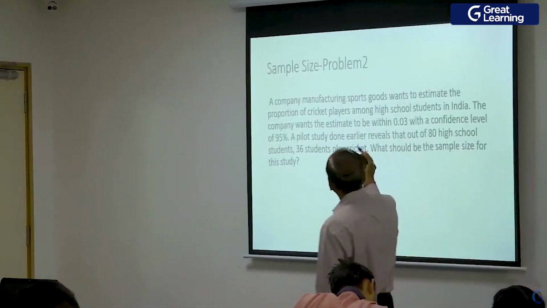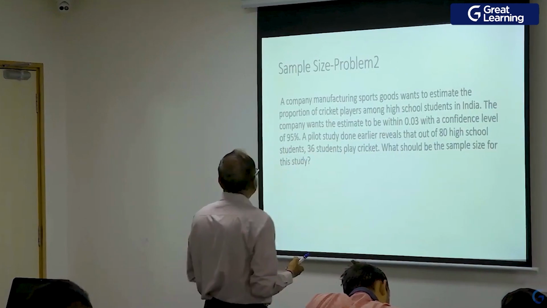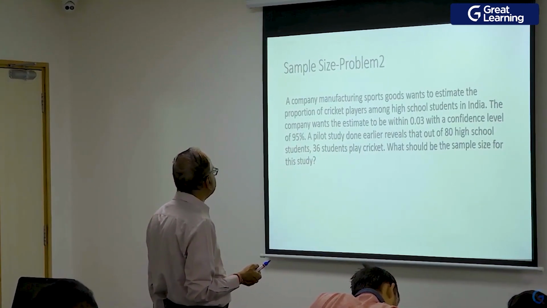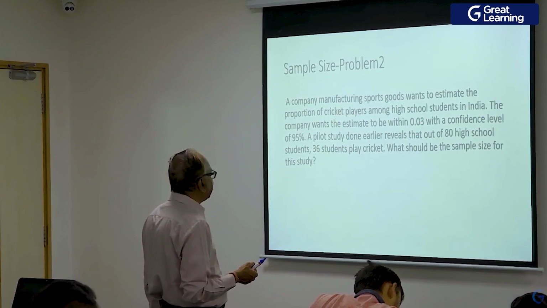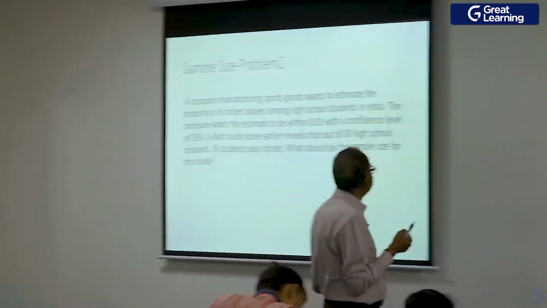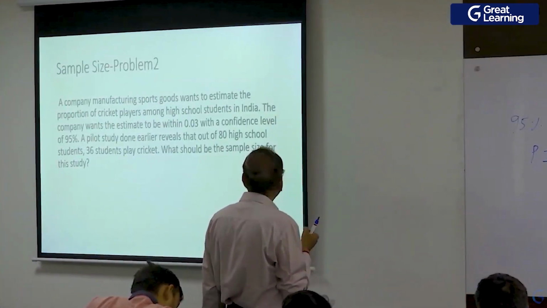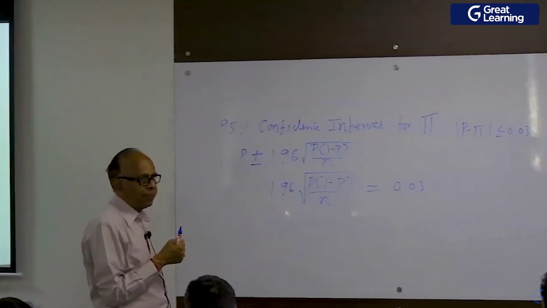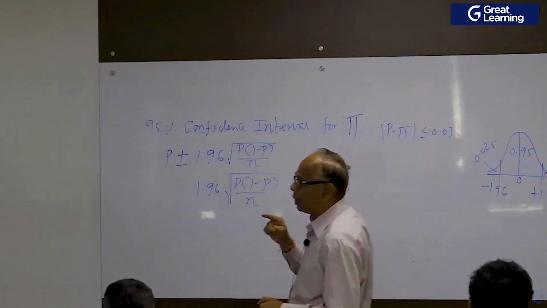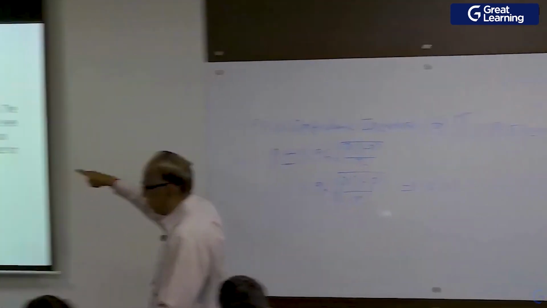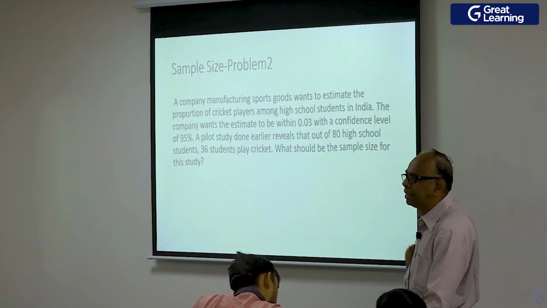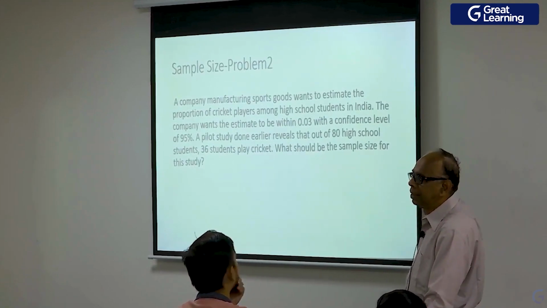So what is p here? Cricket. The company wants to estimate this. Earlier study reveals that of 80 high school students, 36 play cricket. So 36 divided by 80. In fact, you can argue that a pilot study done earlier reveals that out of 80, 36 by 80 is the population value of p.